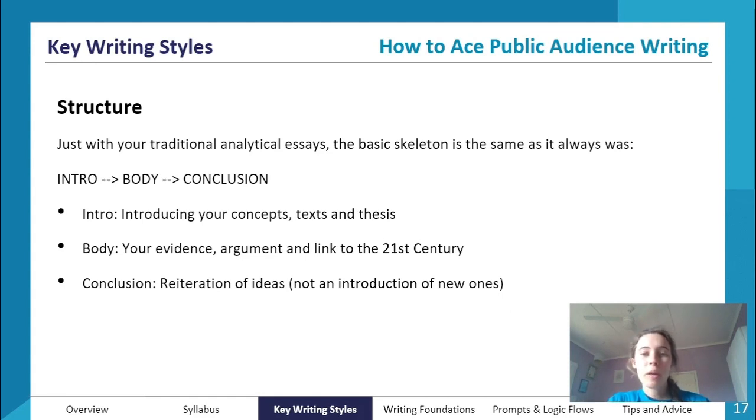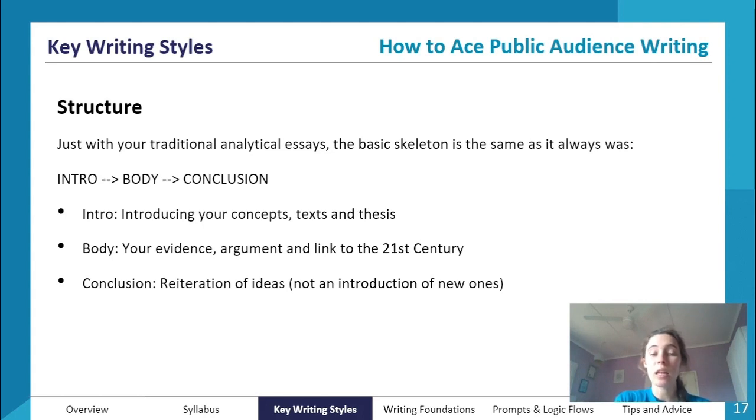Okay, so a little bit more about how to ace public audience writing. So structure. Just like with your traditional analytical essays, you've got the basic introduction, body, and conclusion. You introduce your concepts, your texts, and your thesis at the start. So usually you would be starting off with, what are you actually talking about?